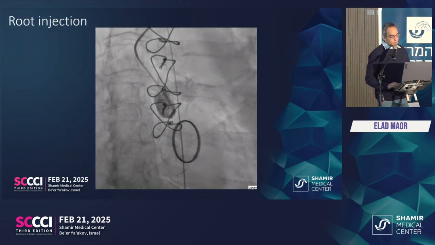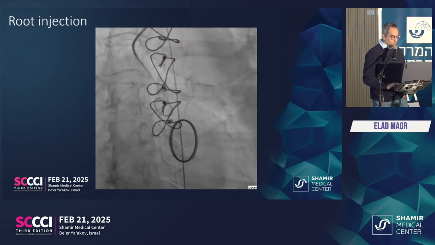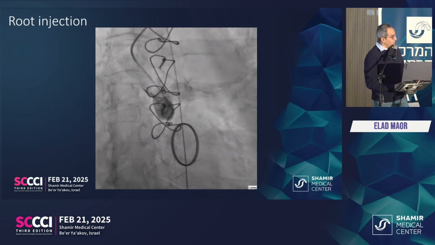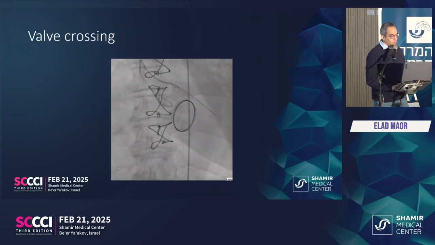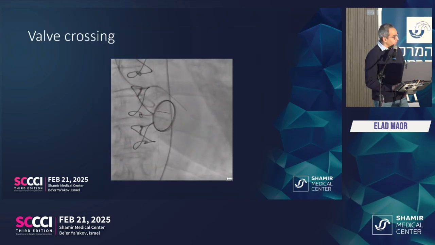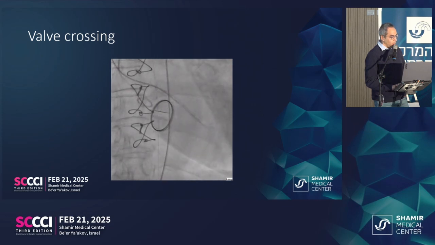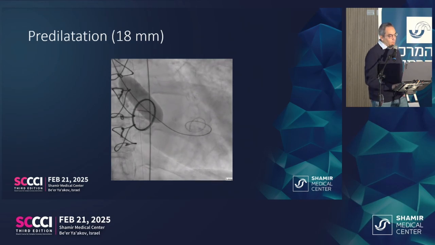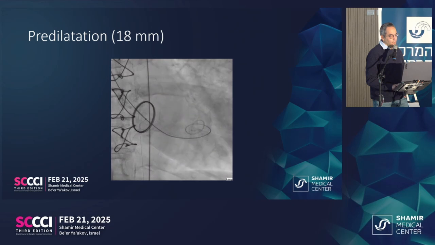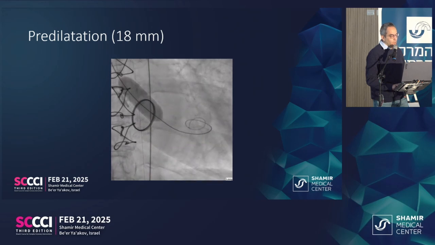So here we start. Everything started well. Here you can see the mechanical valve. You can see the root injection. You can see valve crossing. Nothing to write home about here. Okay, everything went really well. I was optimistic at this point. Here you can see predilatation with an 18 millimeter balloon. Again, no significant challenges here.